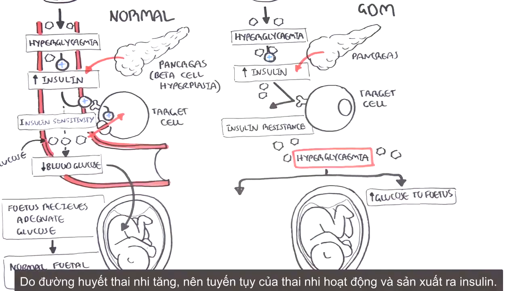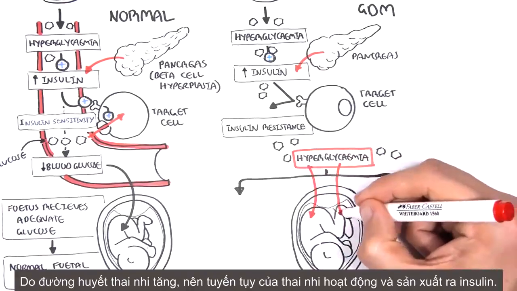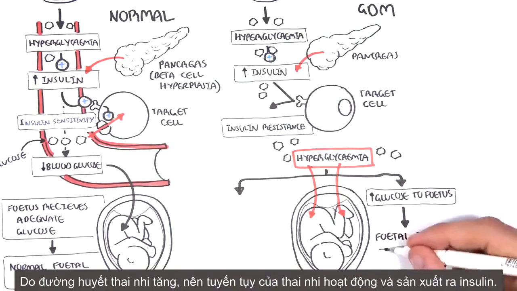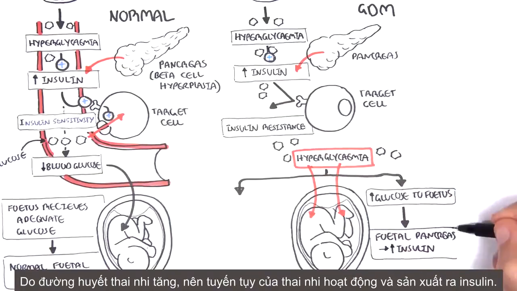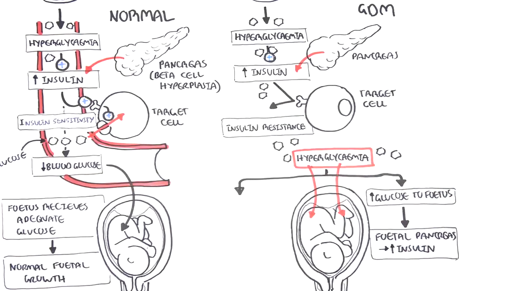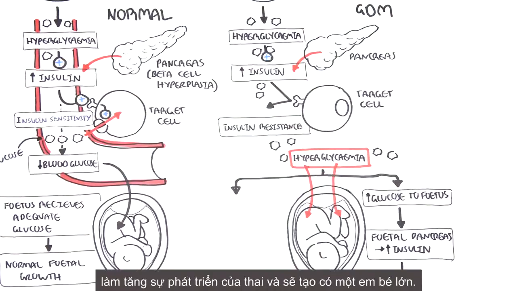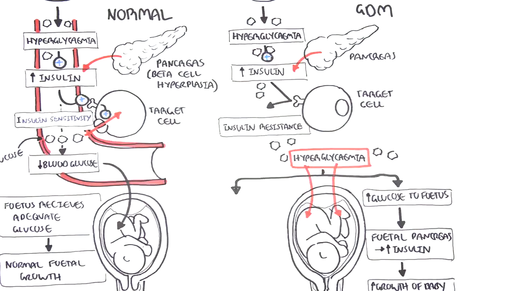Because of hyperglycemia in fetal circulation, the fetal pancreas will produce its own insulin. With more fetal insulin, the fetal tissue will take up more of the glucose that is available, and so there will be more growth of the fetus. The growth of the fetus increases and you get a big baby.